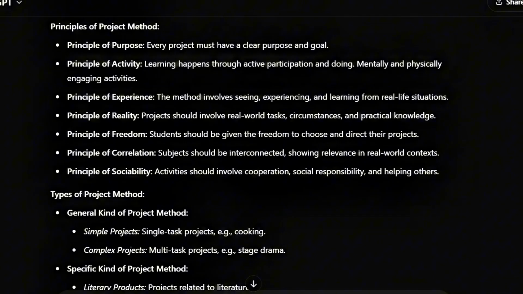Principle of freedom. Students should be given the freedom to choose and direct their projects. Principle of correlation. Subjects should be interconnected, showing relevance in real-world contexts. Principle of sociability. Activities should involve cooperation, social responsibility, and helping others.